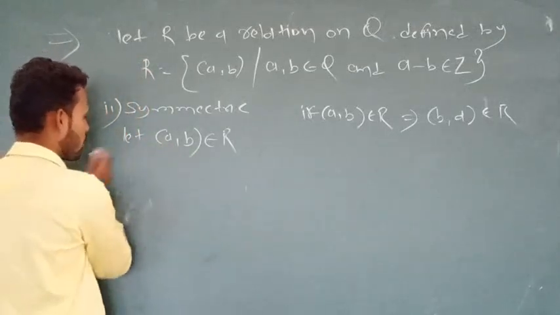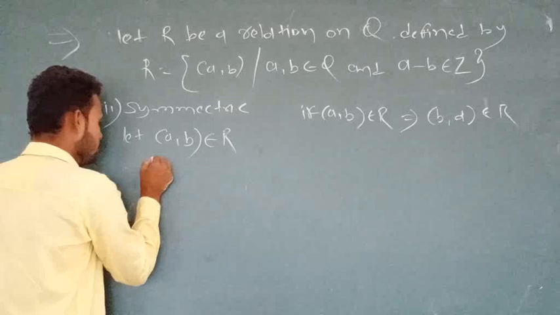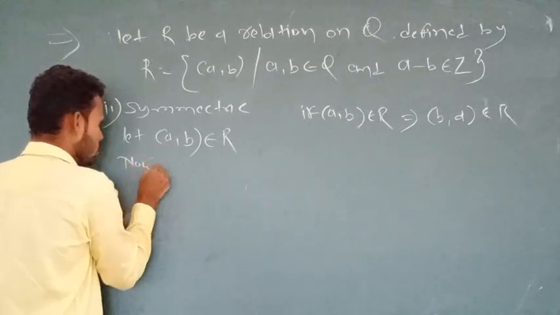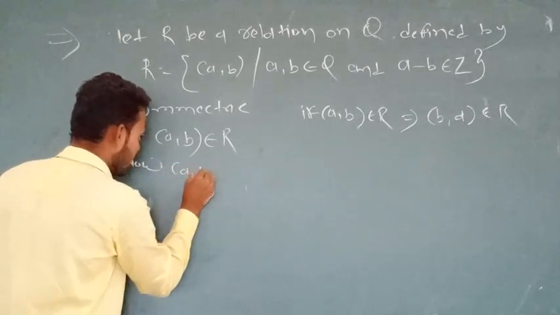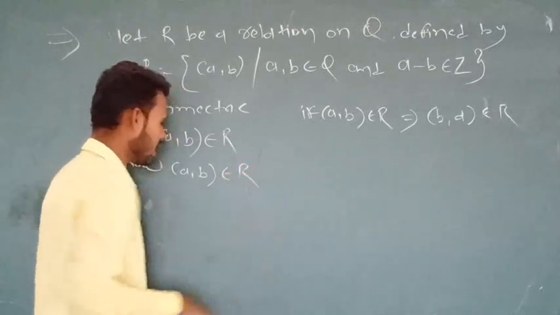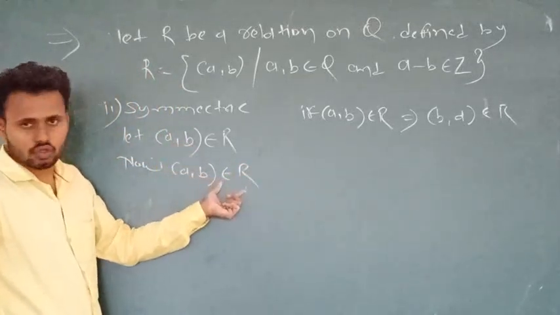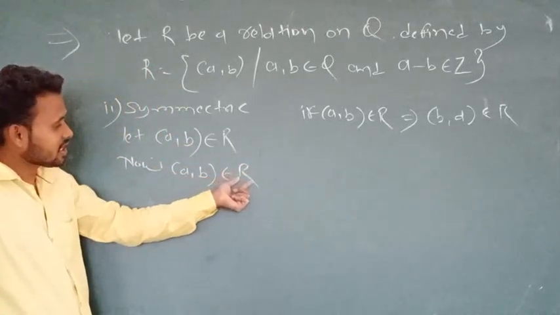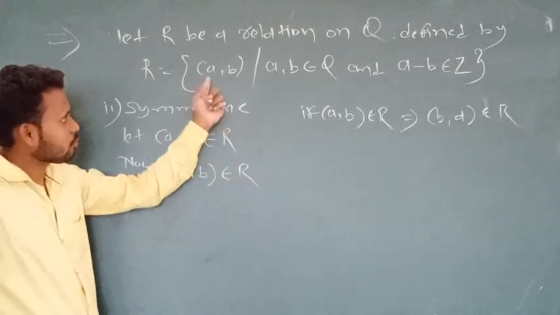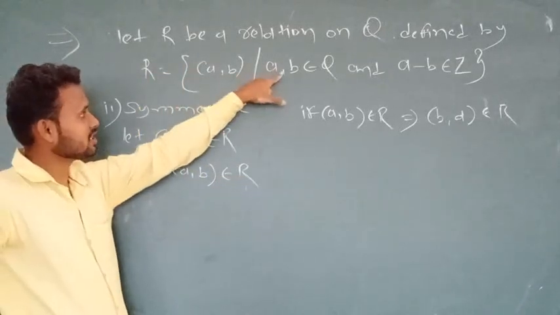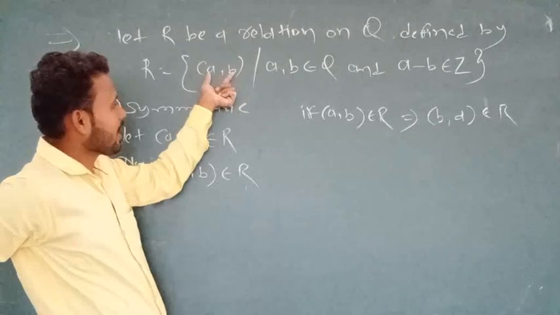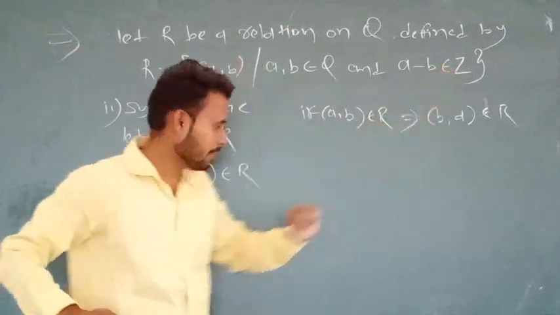Now this order pair AB belongs to relation R. AB relation R मध्ये जातो. म्हणजे प्रॉपर्टी काय होईल, AB belongs to R. तेव्हा ही प्रॉपर्टी सॅटिस्फाय होते. काय होणार, A minus B belongs to Z.